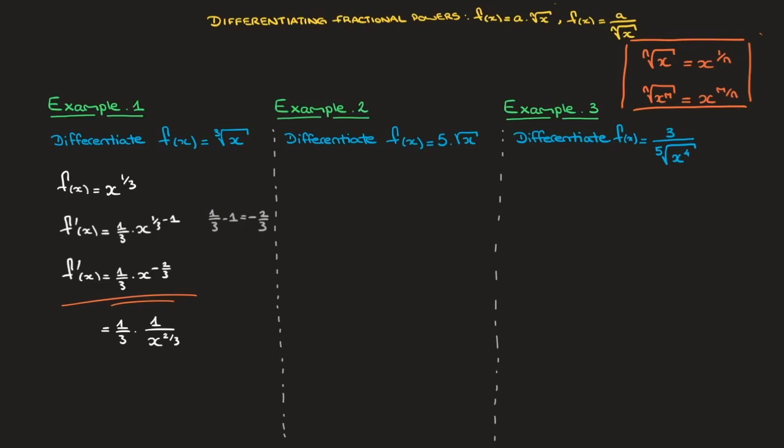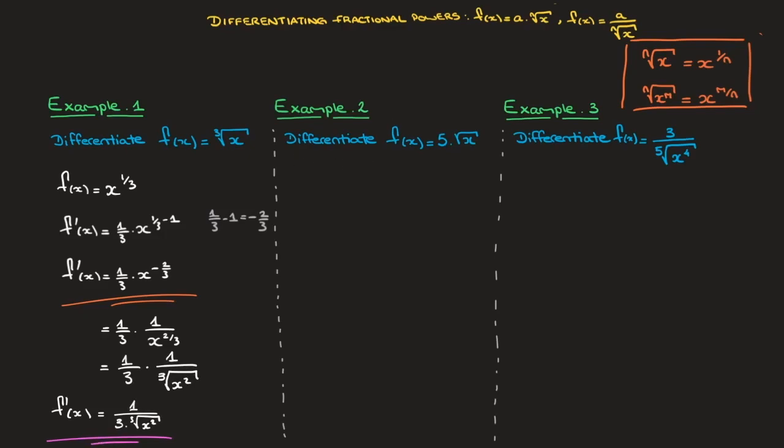And now, to deal with this x to the power of 2/3, we use the second result we saw at the beginning here, and we read it from right to left. And in doing so, we can see that this is equal to 1/3 times 1 over the cubic root of x squared. Finally, we can state that the derivative f dash of x is equal to 1 over 3 times the cubic root of x squared. And that's the answer. Let's look at the second example.